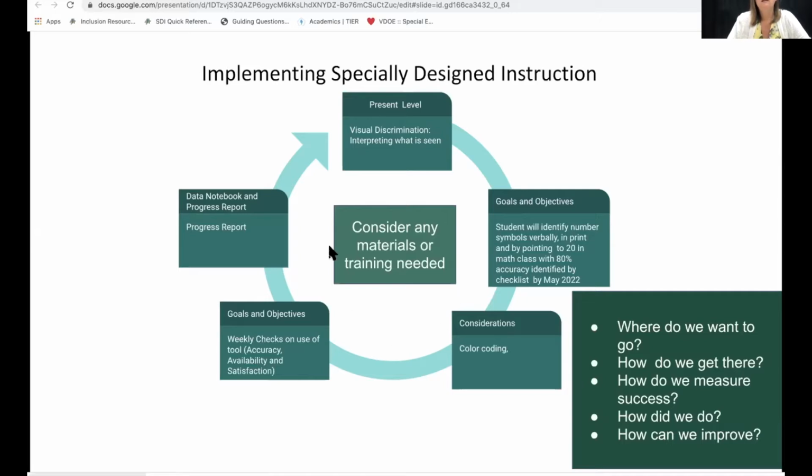So consider any of these materials that are needed, okay? So where do you want to go? How are we going to get there? How are we going to measure that? And then how did the student do, of course? That's a big thing, our progress monitoring. And then how can we improve? What are we going to change? Those kinds of questions are what you need to ask.